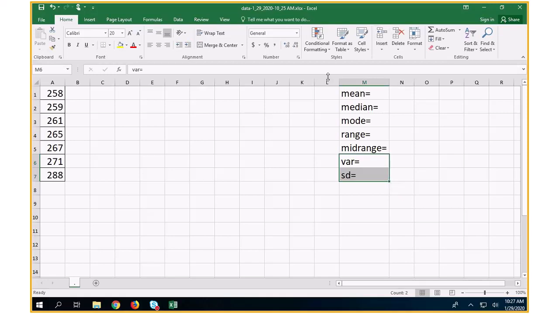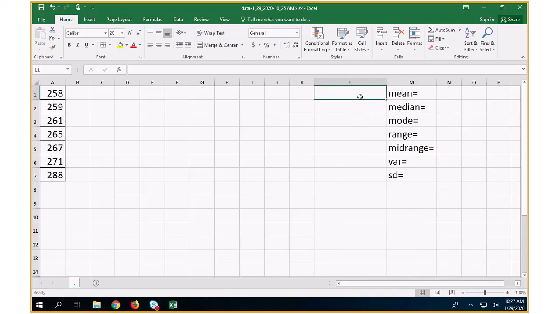All right, let me go ahead and make this a little bit bigger. X bar. That's the sample mean. X bar. Now, that's not the word X bar. It's X with a bar across it. Mu. Mu is the population parameter. The sample statistic is X bar. And it's also called the what?